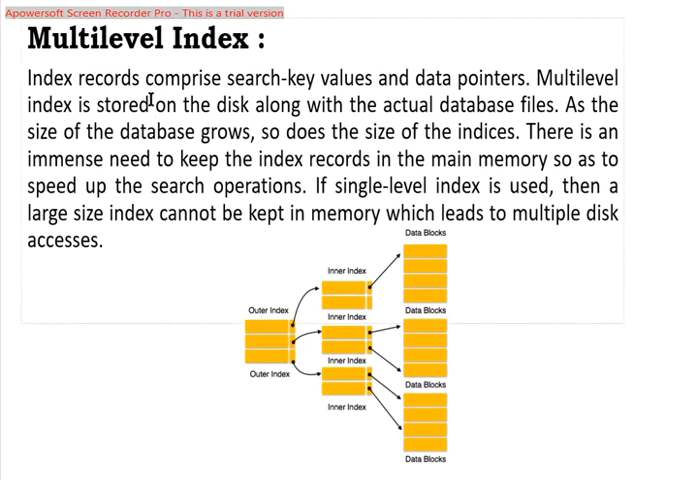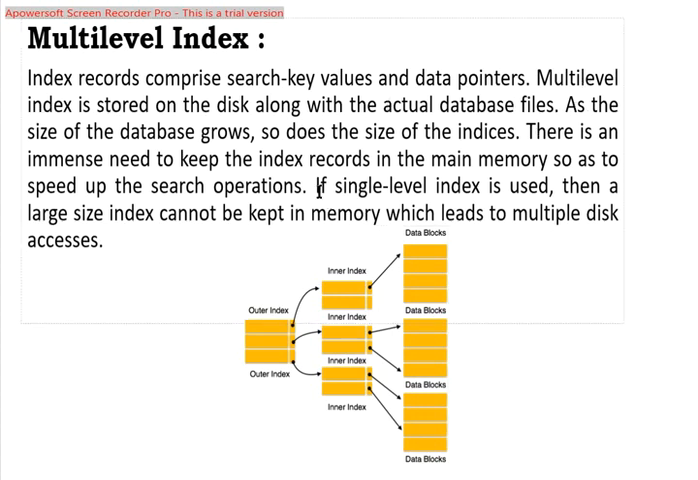The last one I will tell you about is the multi-level index. A multi-level index has three levels: outer index, inner index, and data blocks. Data blocks are the blocks which contain the data. Inner index is one type of index, and outer index is another type of index which is primarily accessed by the user. Index records comprise search key values and data pointers. Multiple indexes are stored on the disk along with the database.